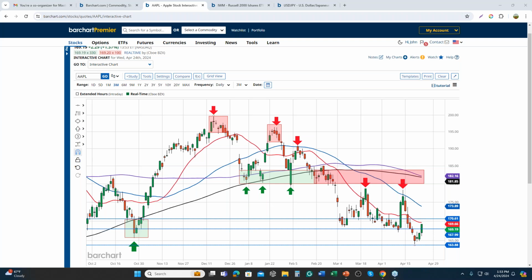Here's a rule of thumb. Look at your ATR and use 2% of your ATR, whatever your ATR is, as your buffer. That's just a general rule for trading.